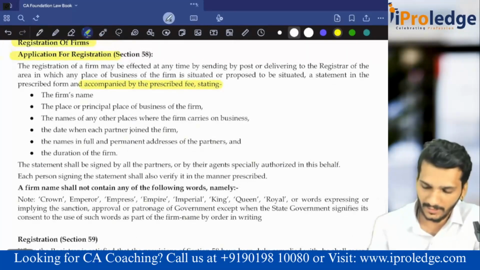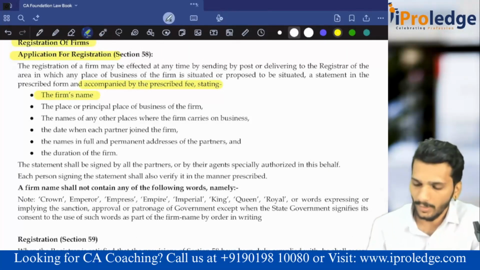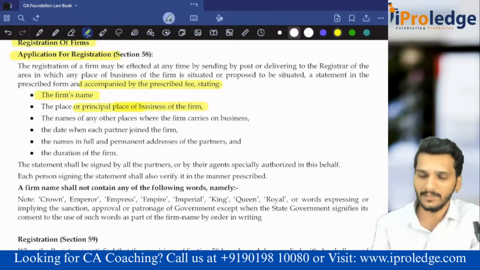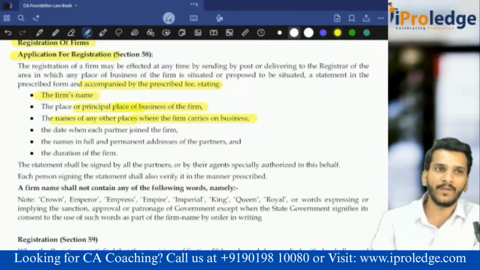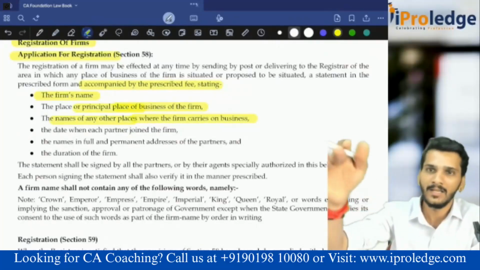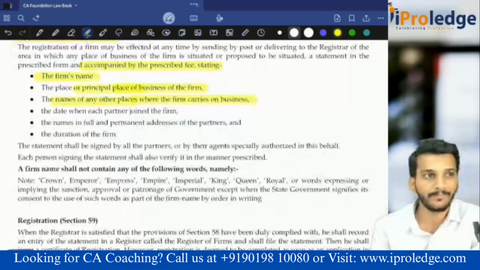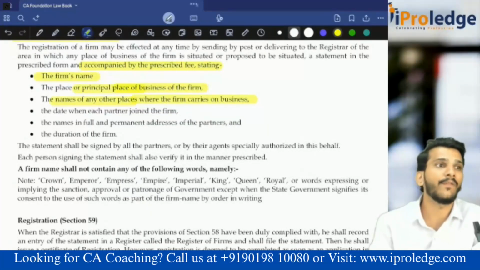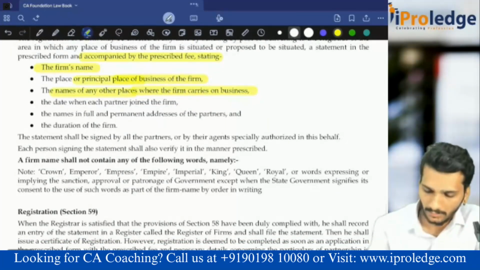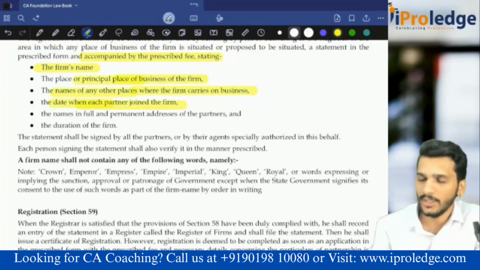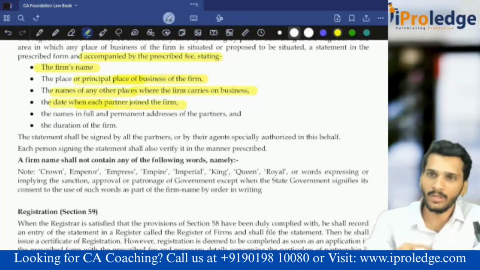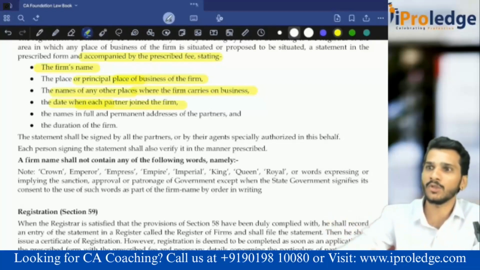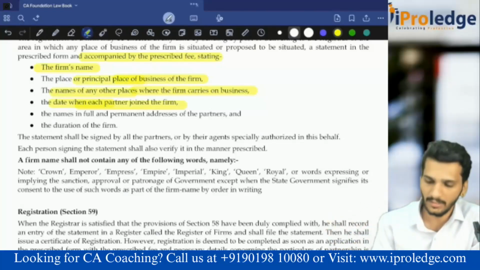The application states the firm name, where the business of the firm is, the principal place of business, and the names of any other places where the firm carries on business. For example, if the firm has any branches, those places also have to be intimated. Principal place means the primary place, the head office. Then the date when each partner joined the firm. At the time of registration, generally all the partners join on the date of registration. But if it is an existing firm that wants to reconstitute and go to ROF for that purpose, then you have to file different dates for different partners.